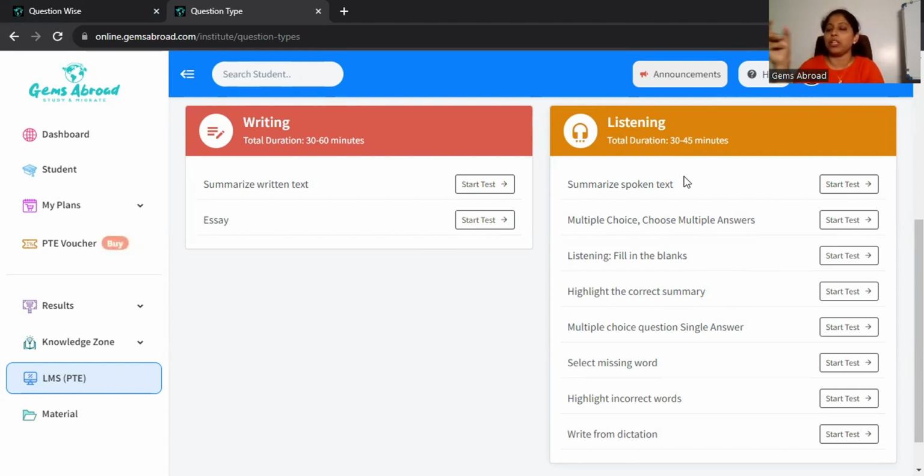So I'm going to fix the time in summarize spoken text. For the remaining questions we get 20 to 23 minutes. Then for listening fill in the blanks, the audio will be around 1.5 to 2 minutes long. In this audio we cannot rewind or replay.